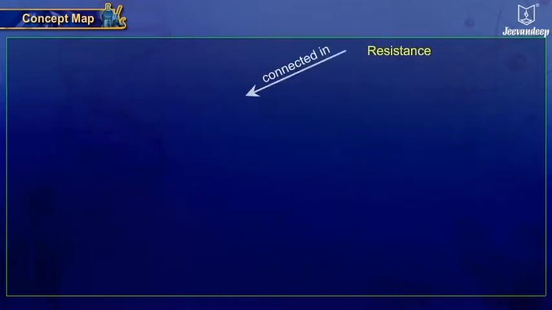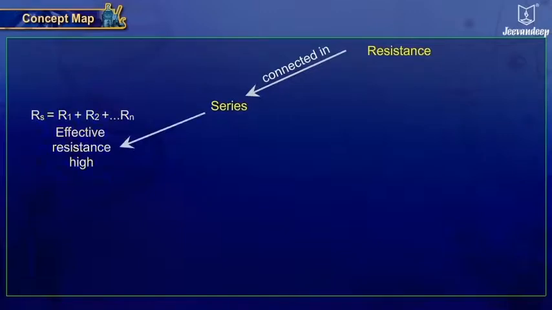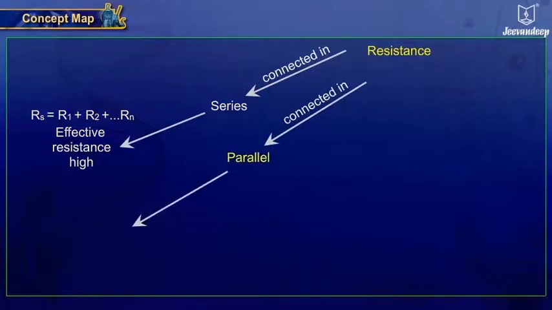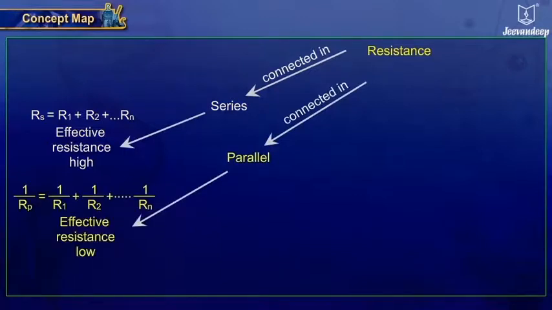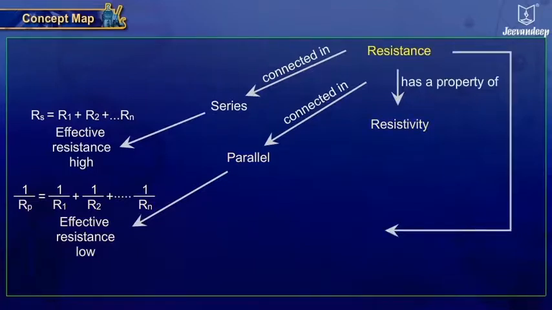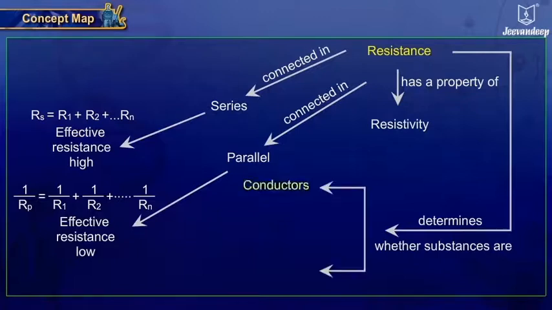Resistances can be connected in series, which results in higher effective resistance, or in parallel, which results in lower effective resistance. Resistance has a property of resistivity. Resistance of a substance determines whether it is a conductor or an insulator.